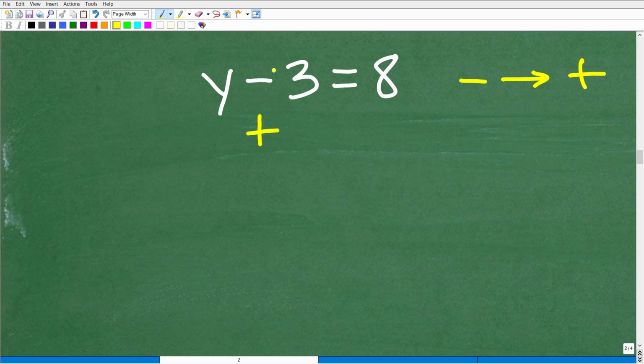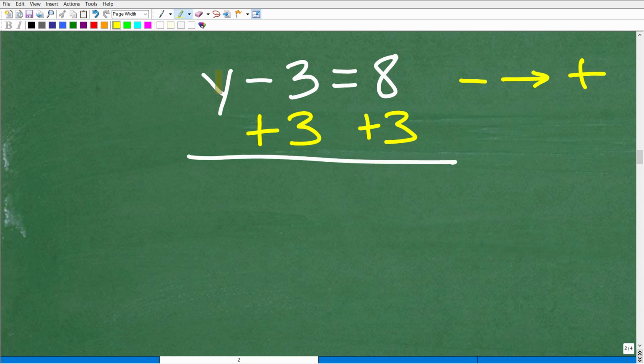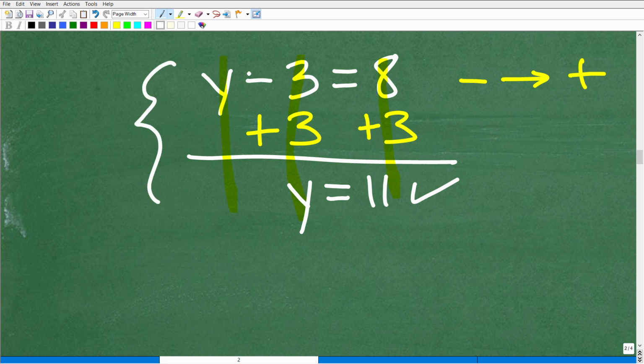So I can undo this negative 3 by adding a 3 to both sides of the equation. Okay, so now we're just going to do what we did in the previous equation, add down in a column manner. y plus nothing is y. Negative 3 plus 3 is 0. And then 8 plus 3 is 11. And there you go. That is the solution to the equation. Again, you want to get in the habit of writing these steps out this way.